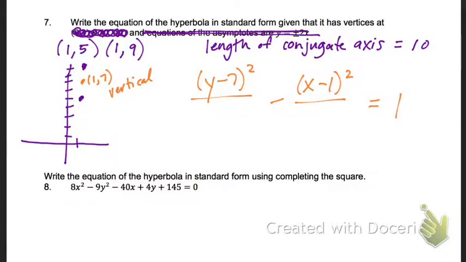Now I need to find my length. So the distance from center to outside in the y direction is what? Distance from center to outside, 2. 2 squared, 4. Length of my conjugate axis is 10. So it means I'm going to go 5 out on each side. Distance would be 5. And 5 squared is 25. Good.